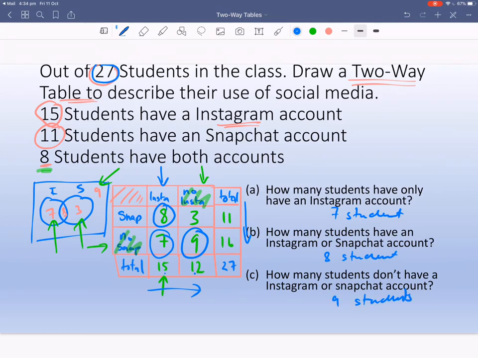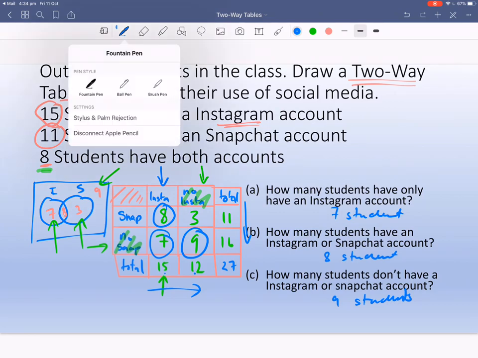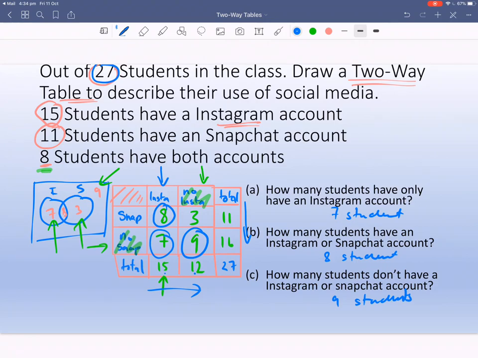Now, how does that look in probability? Well, let's do B. I'm going to ask the question in terms of probability. Find the probability that a student doesn't have Instagram or Snapchat. So that's this one. There's 9 students out of a total of 27. So we'll say probability of no Insta or Snapchat.